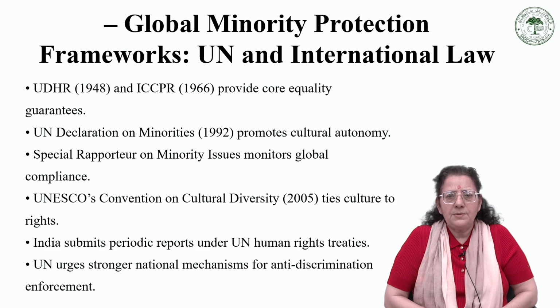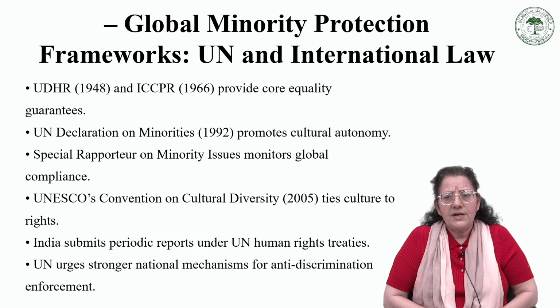The United Nations has been the principal architect of global minority protection standards. The Universal Declaration of Human Rights laid the foundation for equality, while the International Covenant on Civil and Political Rights (ICCPR) 1966 recognized minority identity under Article 27. The UN Declaration on Minorities further advanced protection through cultural, linguistic, and religious autonomy.